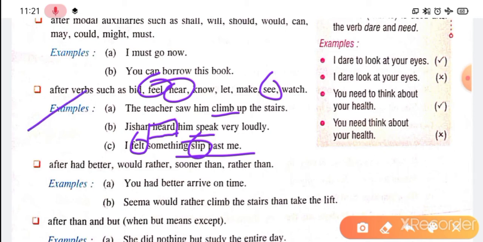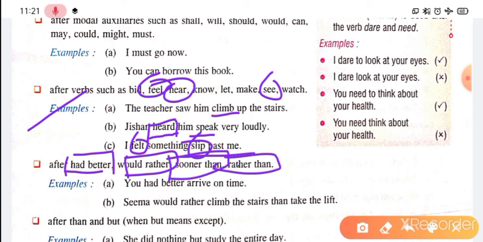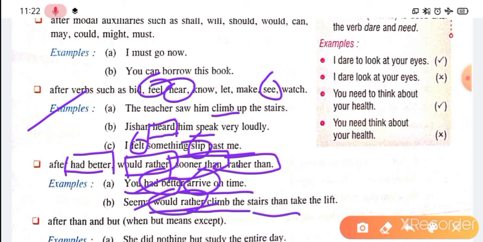Third is after had better. Had better, would rather. These are the phrases. Sooner than, rather than. Right. With these phrases especially we do not follow to plus V1, only V1, bare infinitive. You had better arrive on time. You had better, this phrase, and arrive without to, bare infinitive. Seema would rather climb the stairs than take the lift. Would rather, rather climb the stairs than, rather than. So climb is bare infinitive.